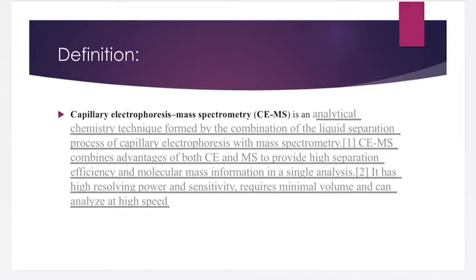Definition: capillary electrophoresis mass spectrometry is an analytical chemistry technique formed by the combination of the liquid separation process of capillary electrophoresis with mass spectrometry, CEMS. Combined advantages of both, CEMS provides high separation efficiency and molecular mass information in a single analysis. It has high resolving power and sensitivity, requires minimal volume, and can analyze at high speed.